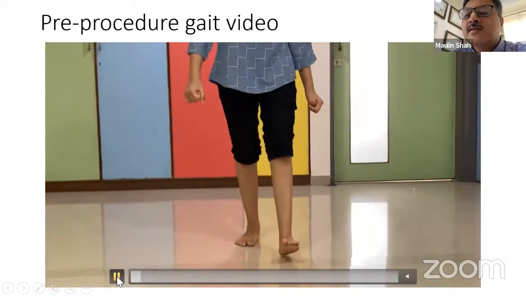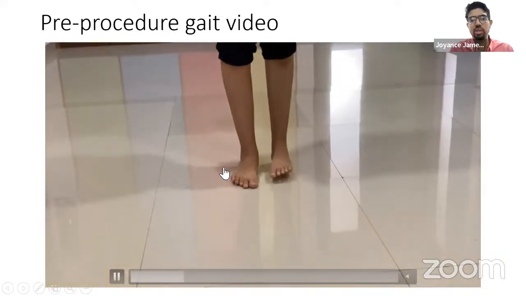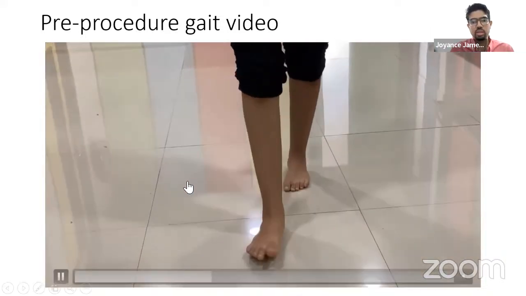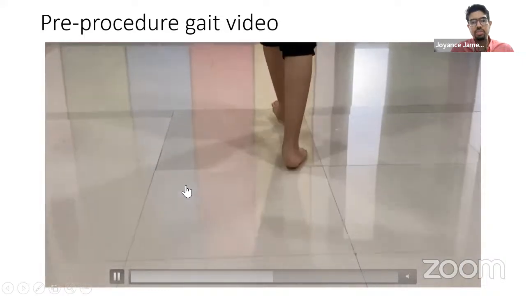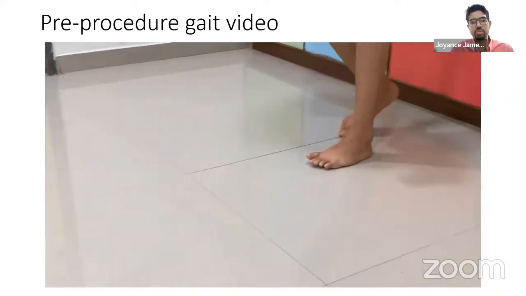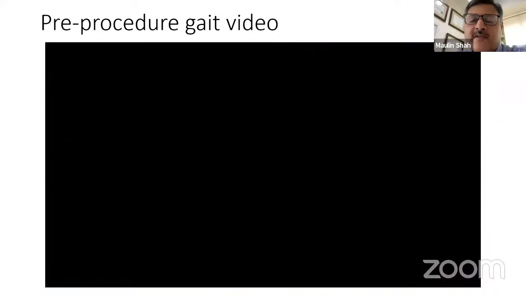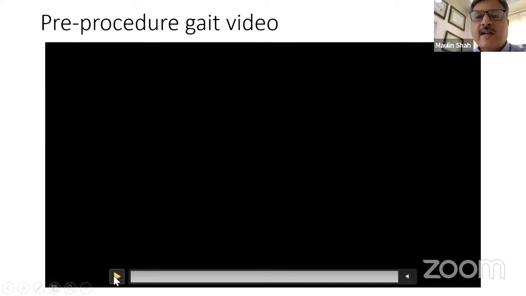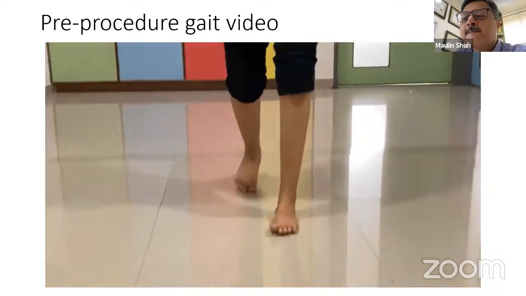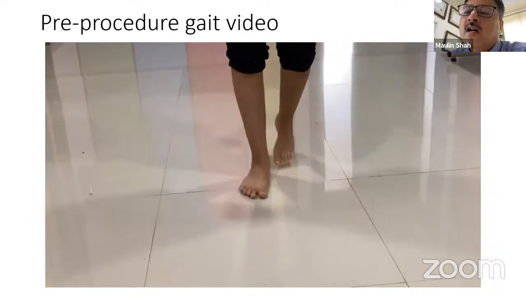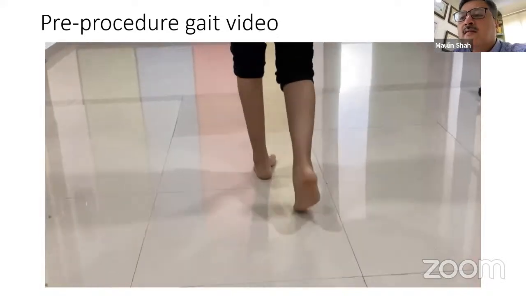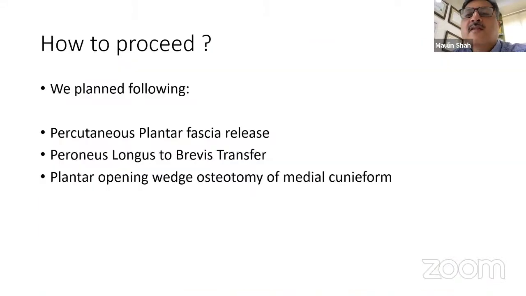Do we have another video, Joanne? Yeah. So gait only we have one. Okay. So with the Coleman block test, we could partially correct the heel varus, not fully, because the cavus was fairly rigid. It was not correctable, but the inversion was certainly. So how should we approach this patient, sir?